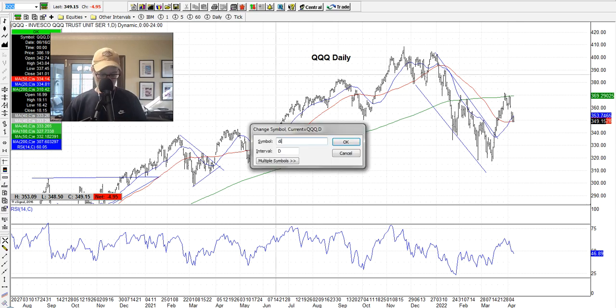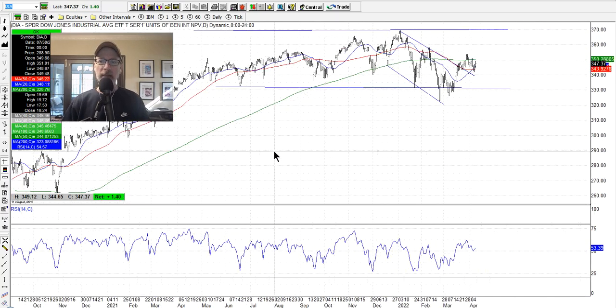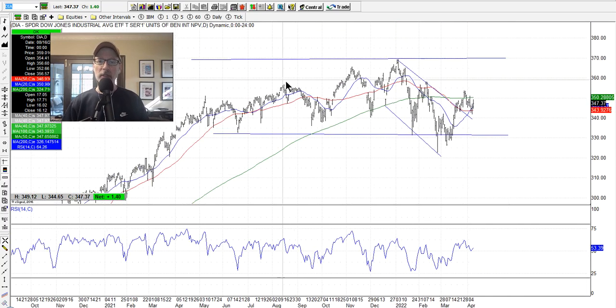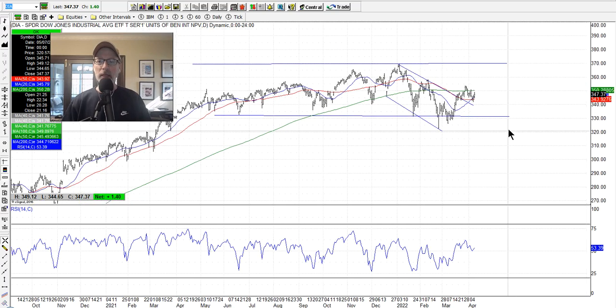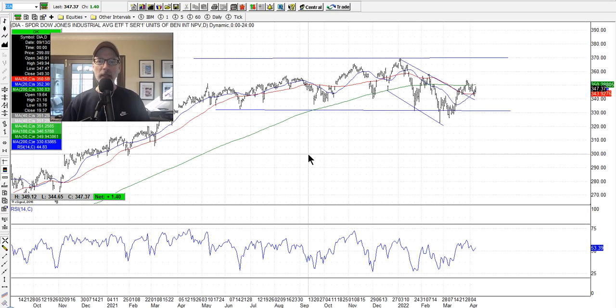Let's look at the Dow. We can use the diamonds, DIA, the exchange-traded fund for the Dow Jones. Dow still kind of stuck in this range. The moves aren't as big as the S&P 500 and the NASDAQ, because the Dow's got the old stalwart companies in there. There's only 30 of them, so the index itself is not hugely diversified like the S&P 500. But a lot of people still consider the market the Dow Jones. For now, it's not really doing too much. So that's the Dow.